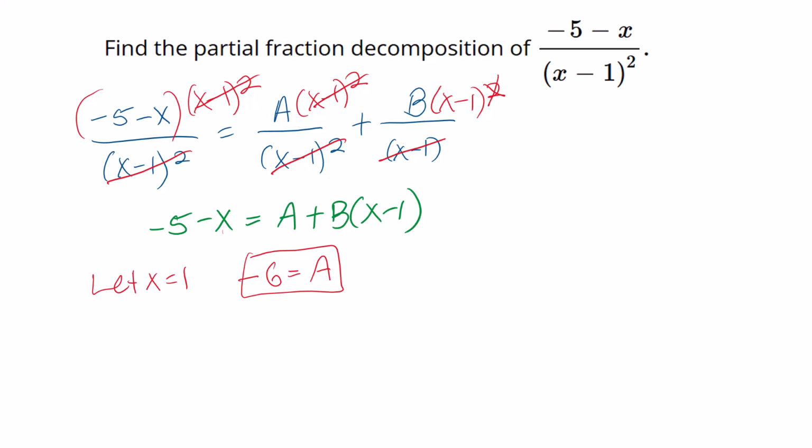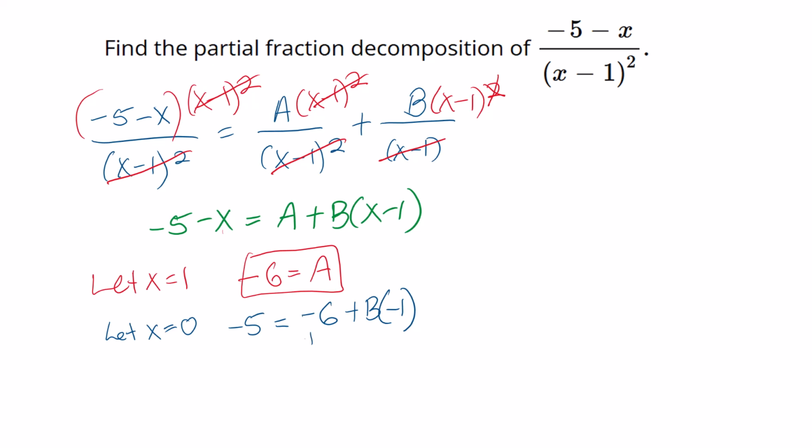Now I don't have any kind of an x with the a term, so what we're going to do is just pick a convenient or easy to plug in x, and I always like to do 0 because that's easy. And if I put in 0, I'll have negative 5 equal, I'm going to put in the a that I found, which was negative 6, and then plus b times putting in 0, that'll be minus 1. So now I will be able to solve for b.